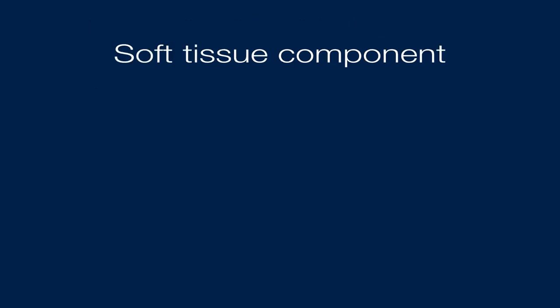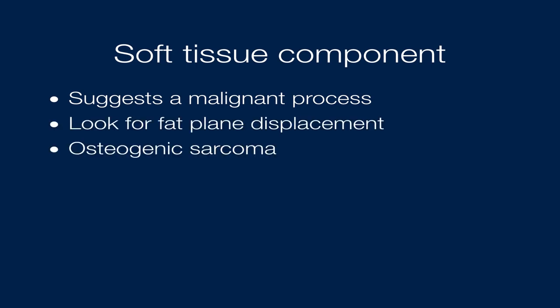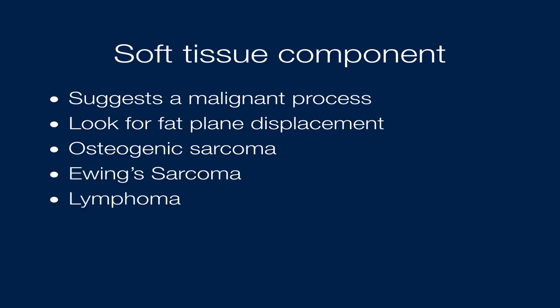A soft tissue component can be very difficult to identify on a radiograph, but it does suggest a malignant process. The thing that will be helpful is to look for fat plane displacement. An example would be an osteogenic sarcoma, Ewing sarcoma, lymphoma can all do that. So this ends part 1. Part 2 will be more about the actual tumor types.